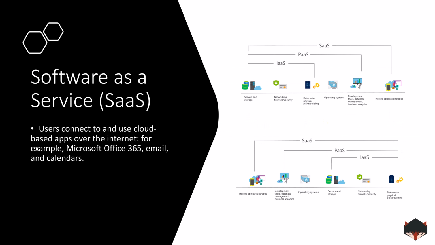Software as a service. A user connects to and uses cloud-based apps over the internet. For example, Microsoft Office 365, email like Microsoft Outlook, or G Suite, or even take a look at Gmail. All of these are examples of software as a service. So what are some common scenarios for SaaS? Email and messaging, business productivity applications, finance, expense tracking. If you look at Mint, all of these solutions are software as a service solutions.